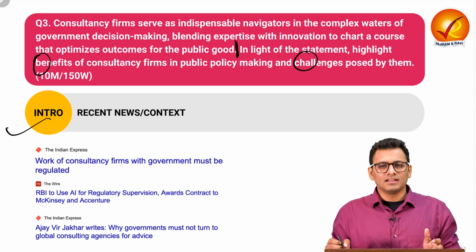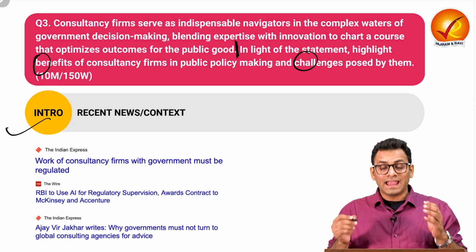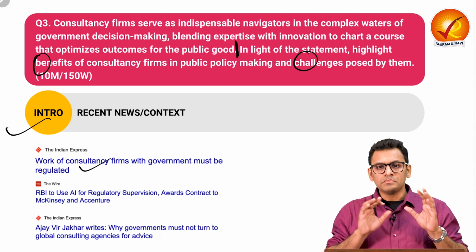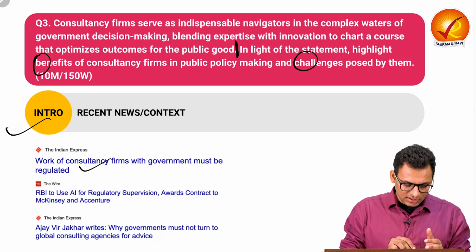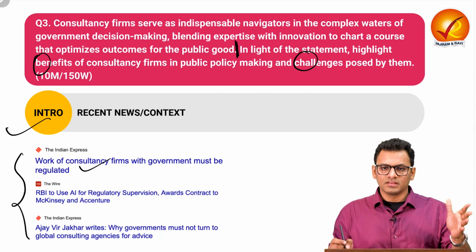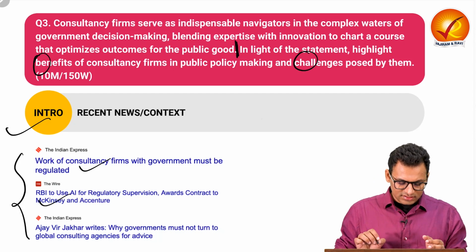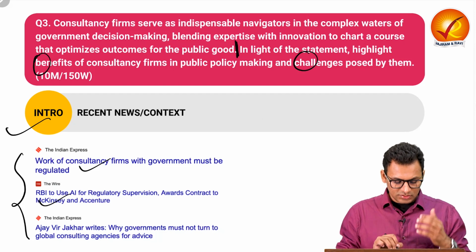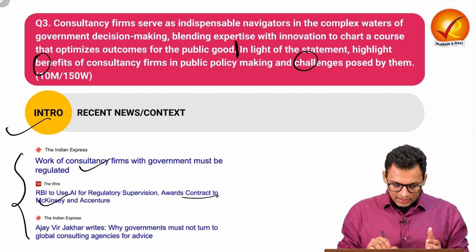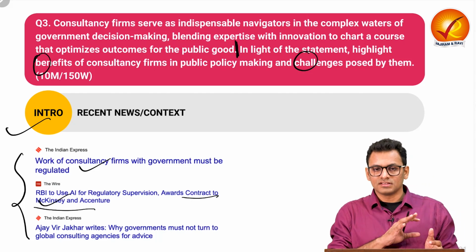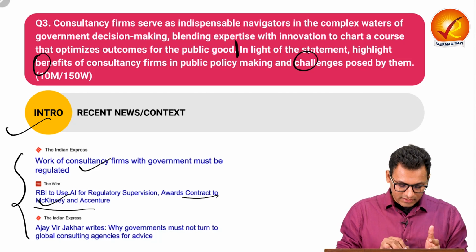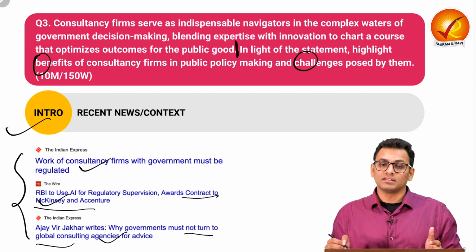Recently, we have witnessed that the government is engaging consultancy firms for policy making as well as implementing policy. But there are certain issues with the same along with the benefits. We can talk about the expertise that consultancy firms bring in. You can see how the RBI is using AI for regulatory supervision and is awarding a contract to a certain consultancy firm to ensure its implementation. However, there are certain issues where we have seen that they must be regulated, and they must ensure not to turn to global consultancy agencies.